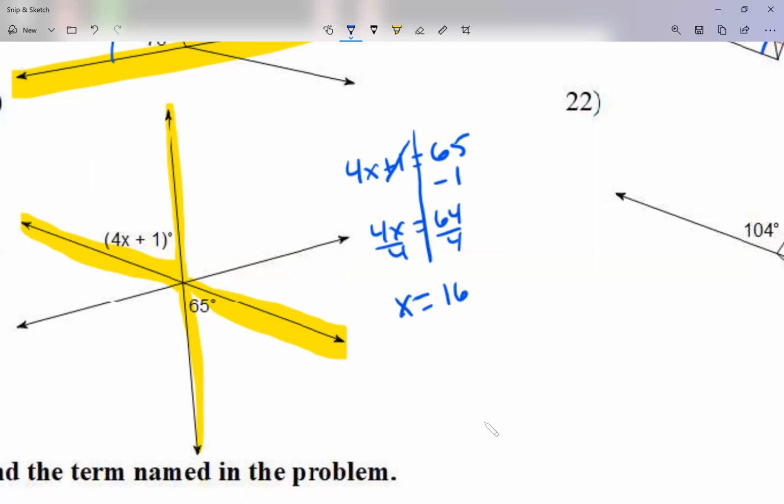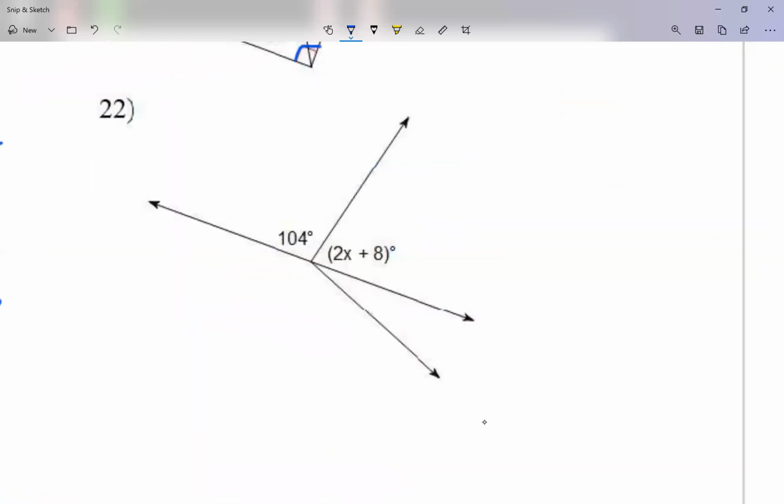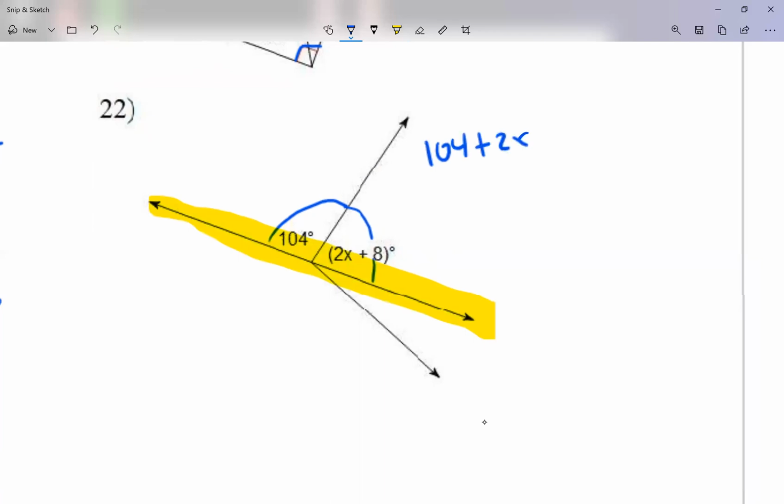Lastly, looking at number 22, I see this is 104. This is 2x plus 8. Well, I see an example of a line. So that's supplementary, right? Or linear pair, however we want to call it. Linear pair because it's a pair of angles that make a line. Supplementary is because they add up to 180. It's the same thing. So I'm just going to add 104 plus 2x plus 8 is equal to 180.